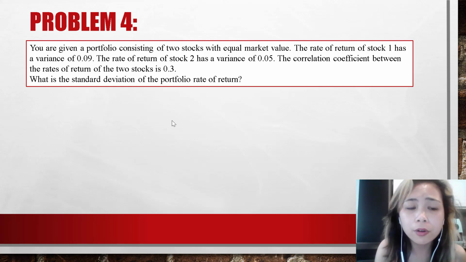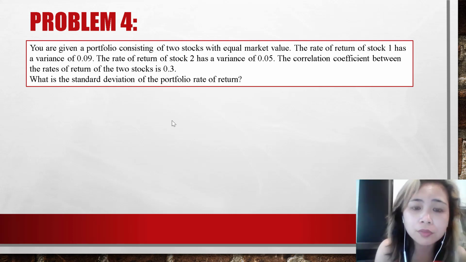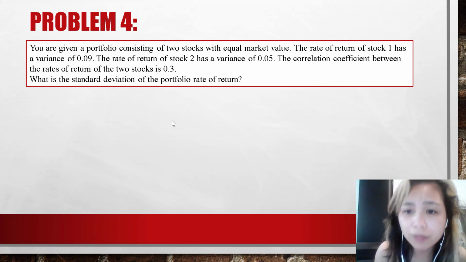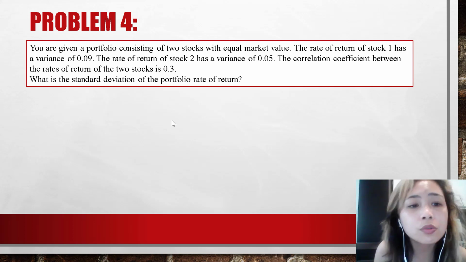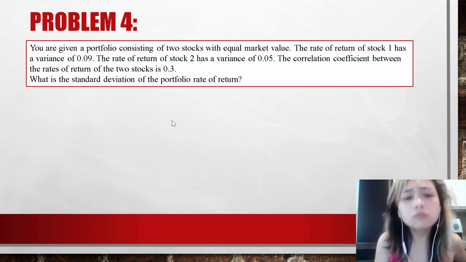Now problem 4. You are given a portfolio consisting of 2 stocks with equal market value. The rate of return of stock 1 has a variance of 0.09. The rate of return of stock 2 has a variance of 0.05. The correlation coefficient between the rates of return of the 2 stocks is 0.3. What is the standard deviation of portfolio rate of returns?